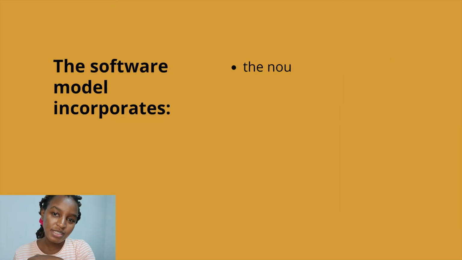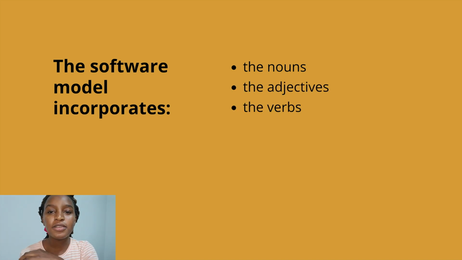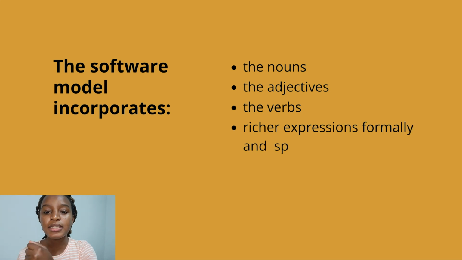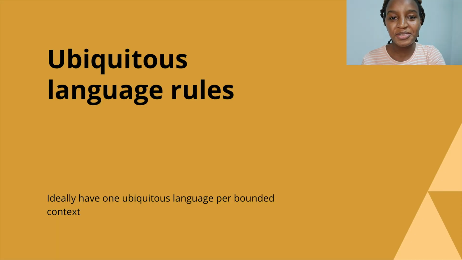These are some of the things that will be incorporated in the software model. You'll have the nouns, you'll have the adjectives, you'll have the verbs, you'll have richer expressions formally and spoken by the close-knit team. These will all be contained in the software model. Ubiquitous language rules: ideally, always have one ubiquitous language per bounded context. Remember, the bounded context is housing the ubiquitous language, so it doesn't make sense to have one ubiquitous language covering two bounded contexts.